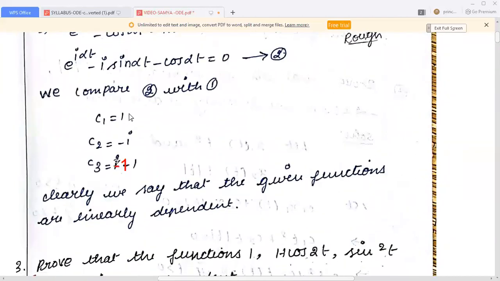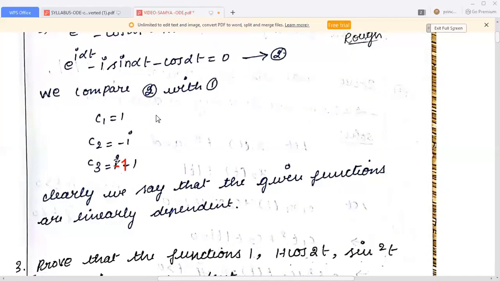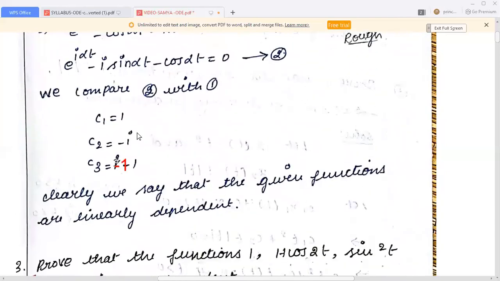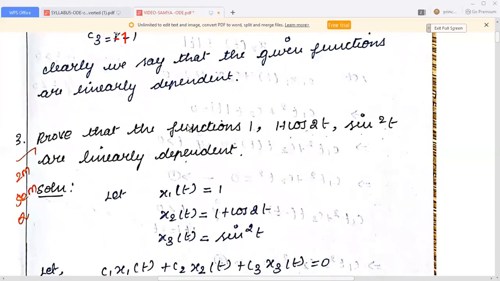We get C1 equal to 1, C2 equal to minus i, and C3 equal to minus 1. Here we see that all the constant values are not 0. Therefore, we say that the given functions are linearly dependent.